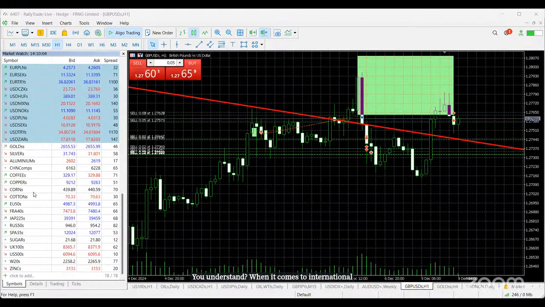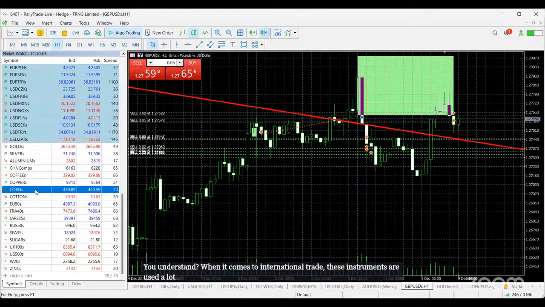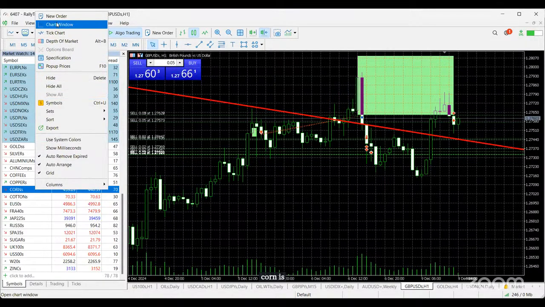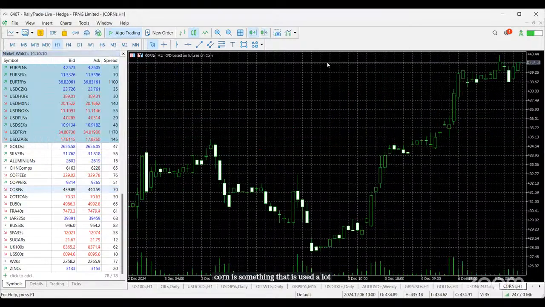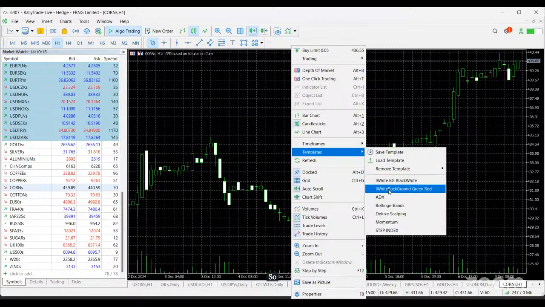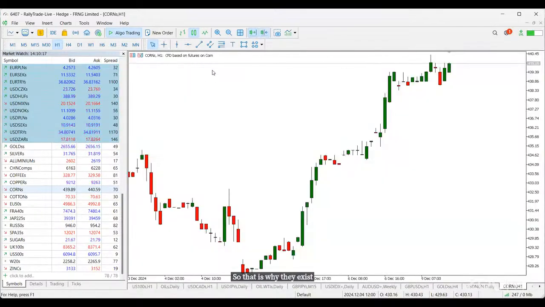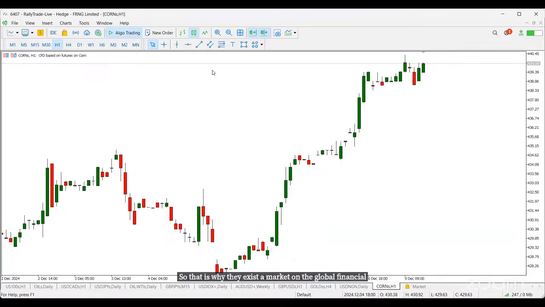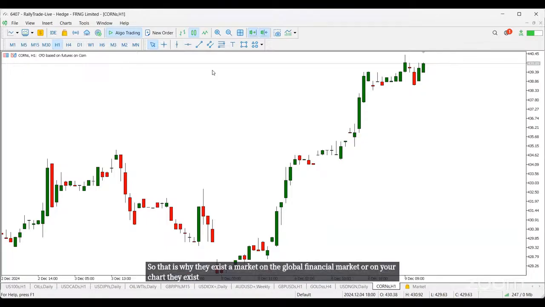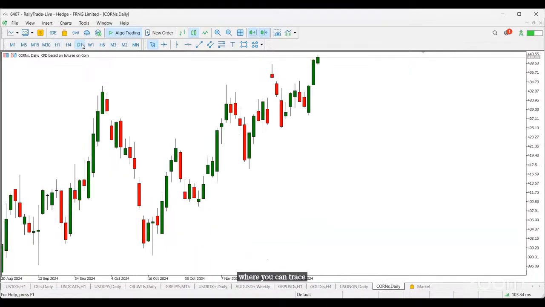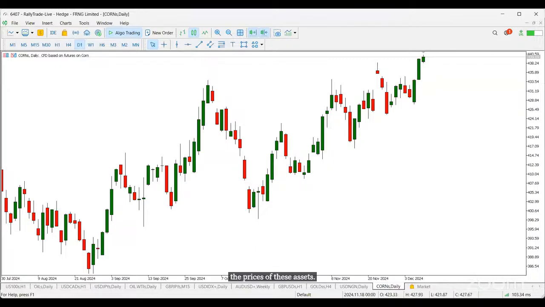Understand, when it comes to international trade, these instruments are used a lot. Take, for example, corn. Corn is something that is used a lot when it comes to international trade, export, import, and all that, right? So that is why there exists a market on the global financial market, or on your chart. There exists a market for corn where you can trace the prices of these assets. You understand? You can trace the prices of the asset. You can look at what you expect the market to do, your analysis, like we are about to do right now.